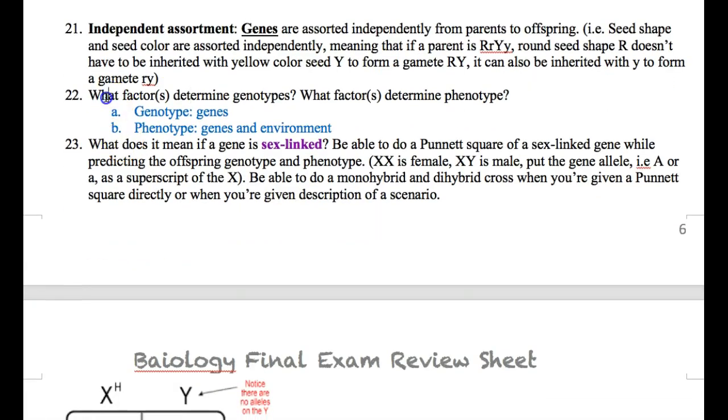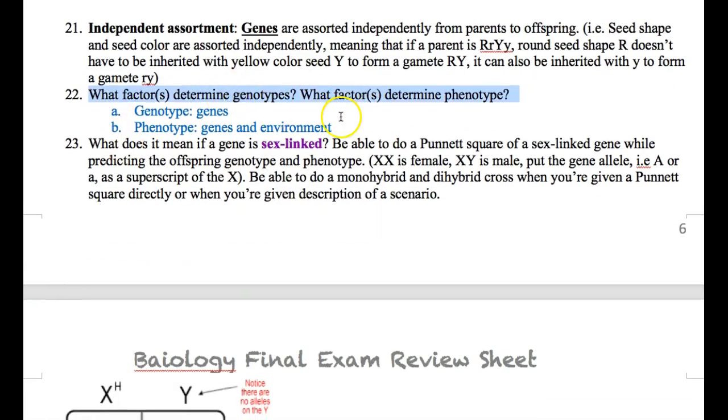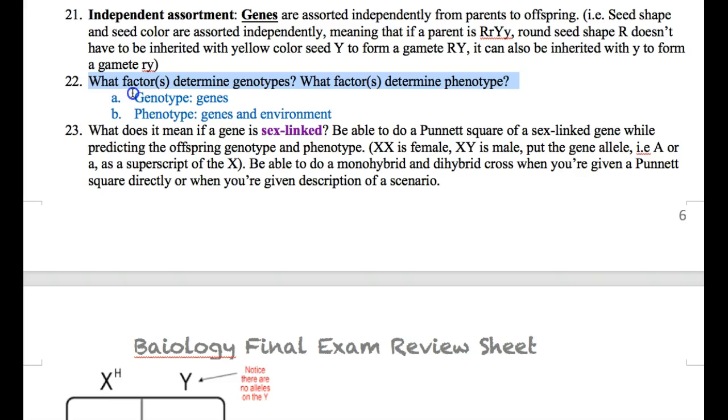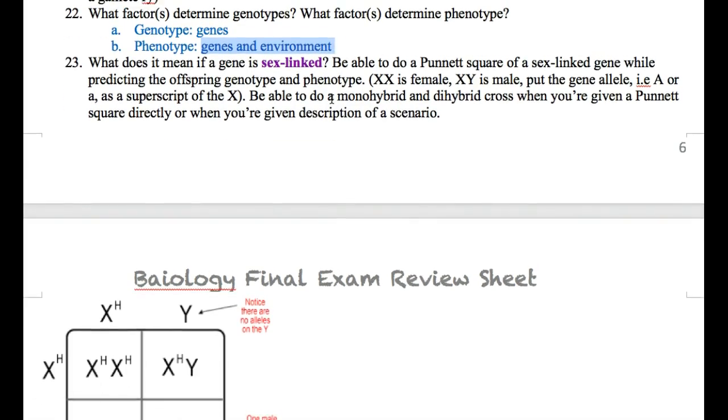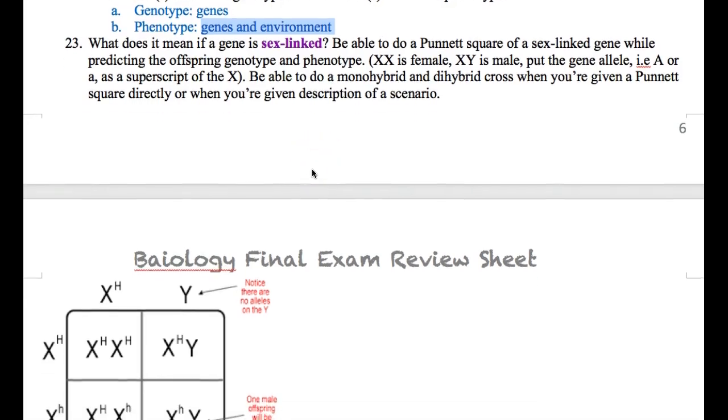What factors determine genotypes? What factors determine phenotypes? Remember, genotypes are only the genes. The letters determine the genotype. But phenotype is genes and the environment. So for example, how tall you are is not just your genes, it's your genes and the environment. But there are also other factors, such as your eye color will probably stay the same your entire life, no matter what the environment is, unless something bad happens.